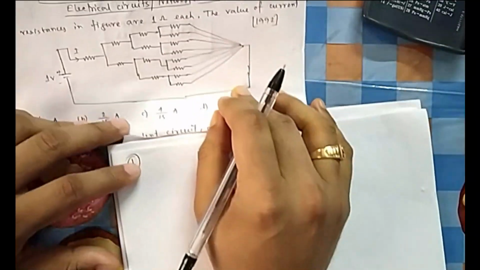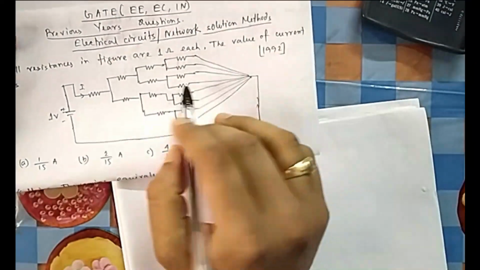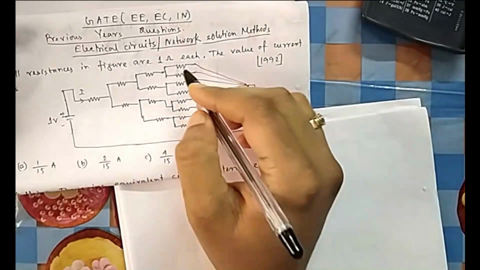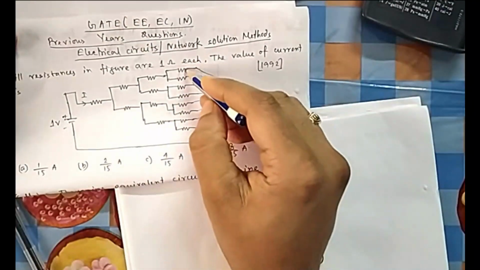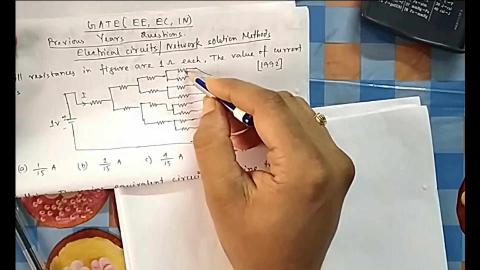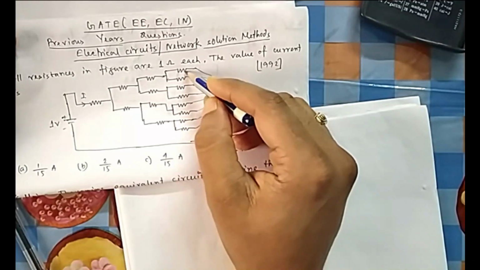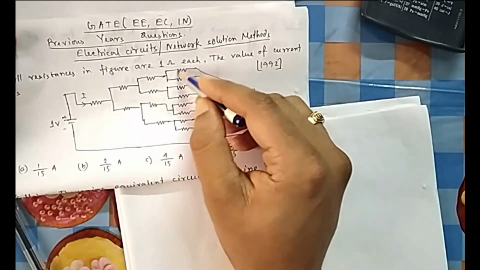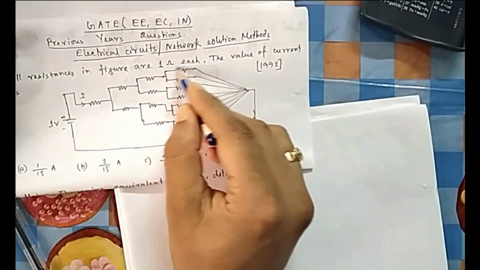They have given all the resistances in the figure are of 1 ohm each. The value of the current I is. So very basic questions you can do by series parallel combination. So this is 1, this is 1. So 2 parallel 1 is 0.5. If it is equal, then you can directly divide in case of parallel. If 3 parallel of 1, then it is 1 by 3. 4 parallel, 1 by 4. 2 parallel, so it is half. So it is 0.5. 0.5 plus 1, so it will be 1.5.